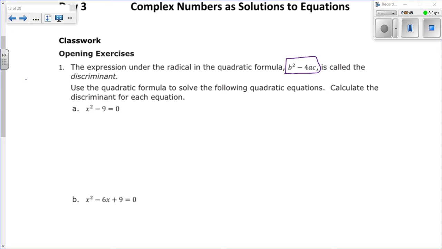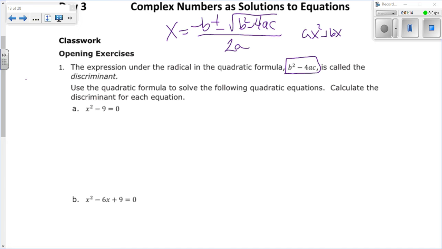So for A, if we're using the quadratic formula, let me write it up here again in case you forgot it. Okay. And just as a reminder, all the equations are in the form of ax squared plus bx plus c equals 0. Just so you can remember we got the a, b, and c. So in this first problem, a is 1, b is 0, and c is negative 9.